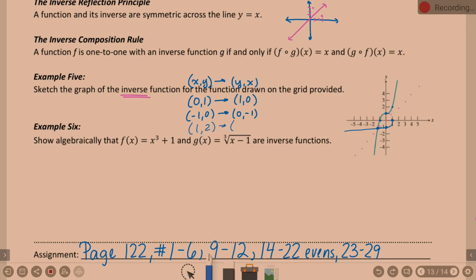A point at 1, 2 is going to become 2, 1. So what do I have to do? I have to curve over and grab that point there. Notice the piece of graph that was going up is now going out. It was running more along that y-axis. Now it runs more along the x-axis.